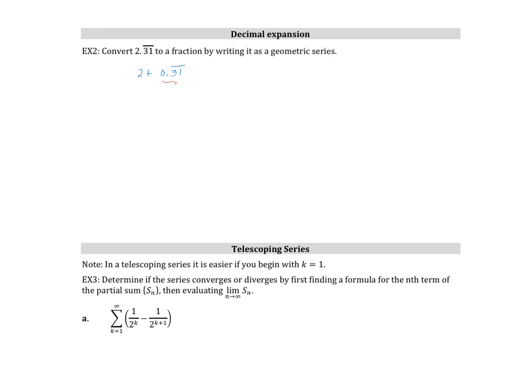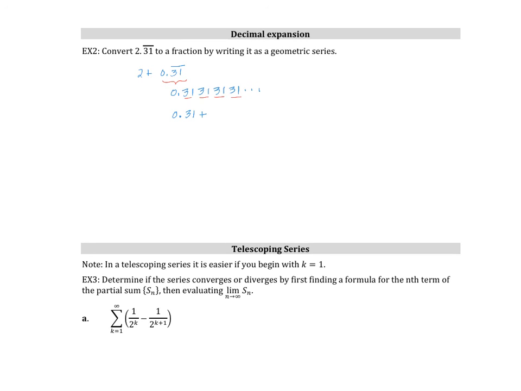The 0.31 repeating, this is what I want to write as a geometric series. So remember, this is equal to 0.31, 31, 31, 31, and so on. It's an infinite series, but I want to break it up into a sum. So the strategy is to just break it up into its repeating parts. This is going to be equal to the first term in my series, which will be the 0.31.